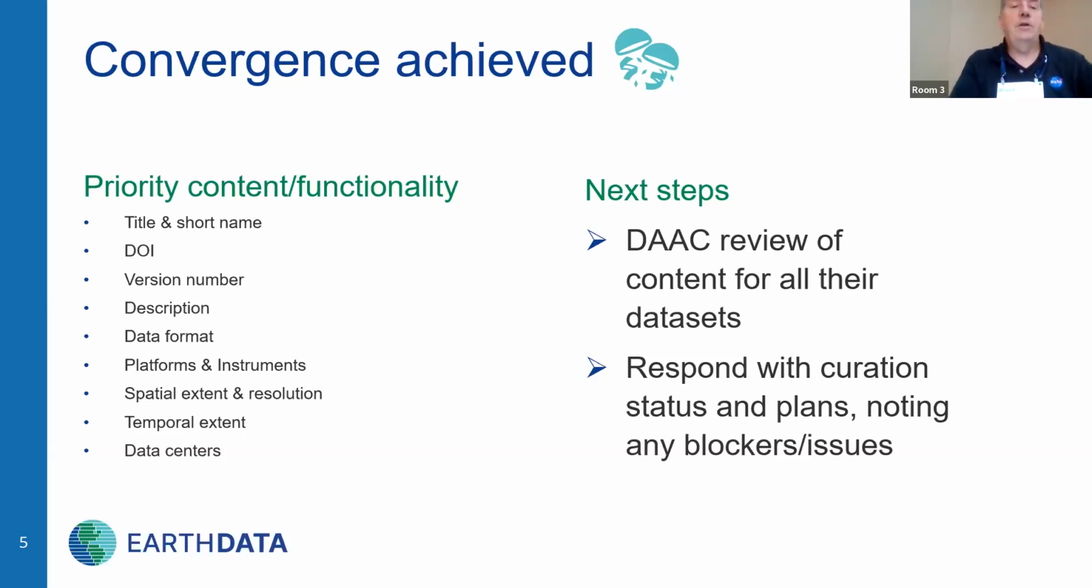Priority content, functionality, that's what's listed here. We're working with the DACs, particularly the so-called Group A DACs. These are the ones who get to be the trailblazers in web unification: ASF, CDAC, and GHRC. We're also working to respond with curation status, and this has been one of the important pieces for the CMR team involvement, because they're able to pull together some reports and some pivot tables in ways that let us look at this data that mere mortals normally can't.